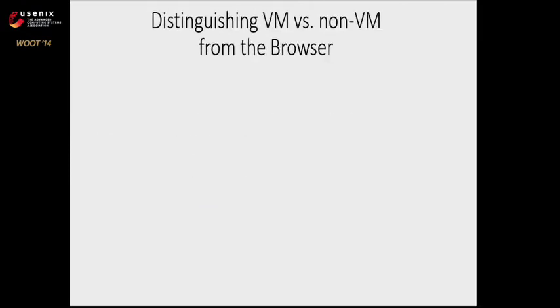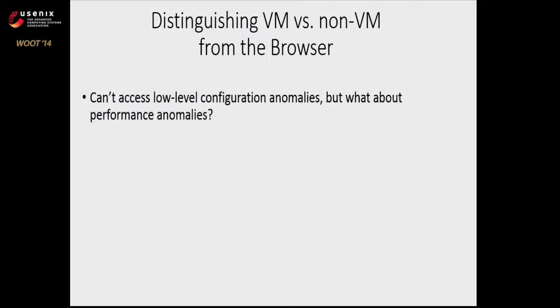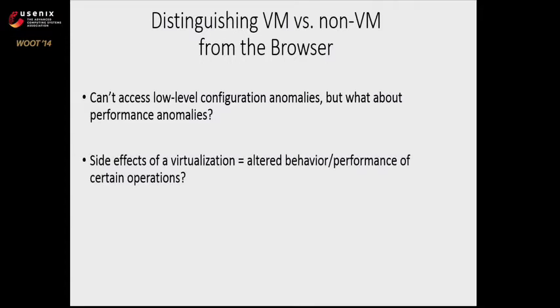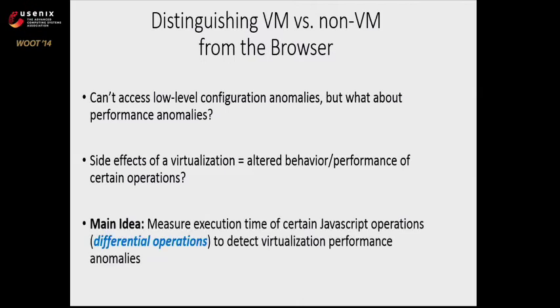And so how do we construct these browser red pills? Well, as I mentioned earlier, we can't rely on the native red pill techniques of detecting low-level anomalies. But what about performance anomalies? Because honeypots are virtualized or emulated browsers or VMs, you can imagine that virtualization leads to altered behavior or performance of certain operations. And so the main idea behind our red pills is that we're going to execute certain JavaScript operations which we believe to have a performance difference between VMs and real machines. And we're going to call these JavaScript operations differential operations because the hope is that they can differentiate between a real machine and a VM.